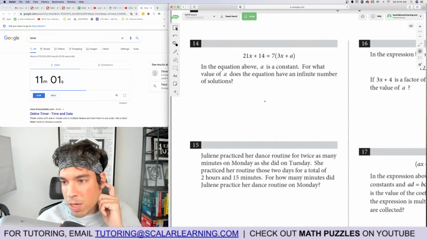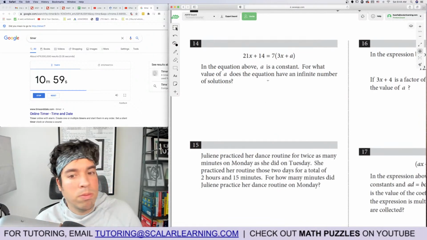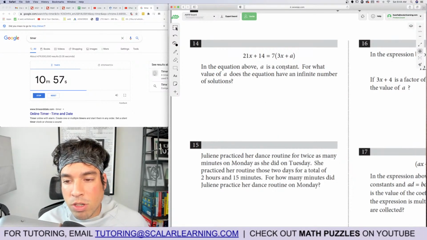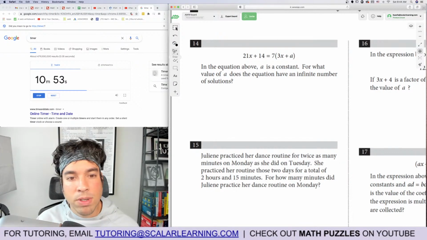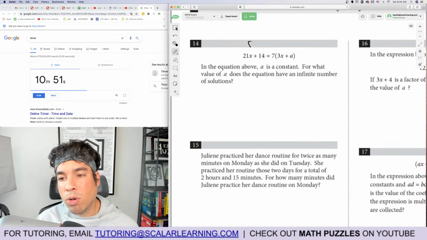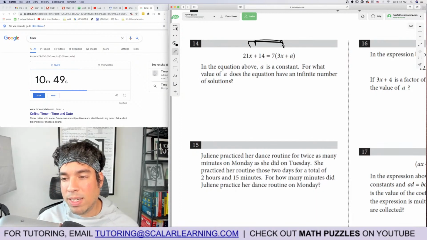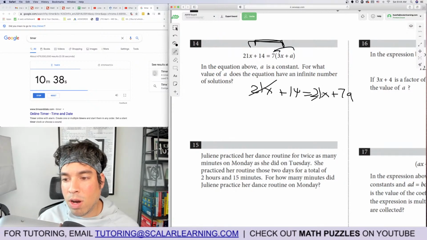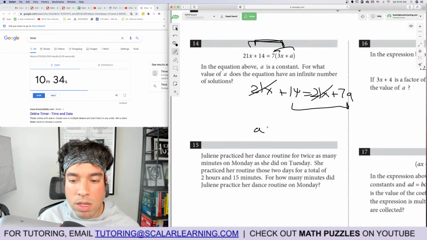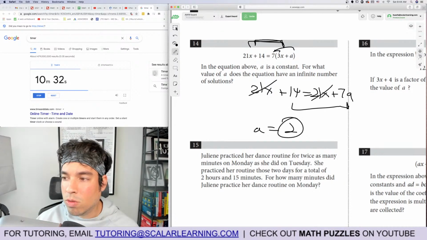14, I want a free response. 14, we got 4 more problems. 11 minutes. In the equation above, a is constant. For what value of a does the equation have an infinite number of solutions? Meaning, both of these left and right sides must be exactly identical to each other. So if I distributed, I get 21x plus 14 equals 21x plus 7a. These two are obviously equal and cancel out. So these two have to be equal, means a must be 2.